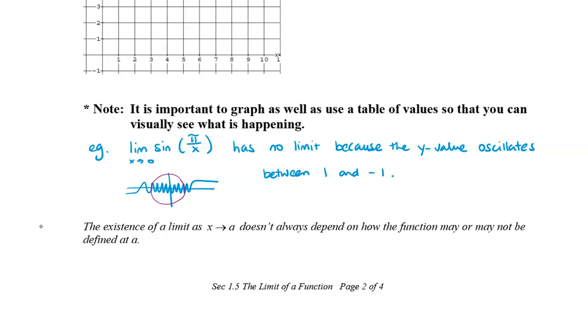So the existence of a limit as x approaches a doesn't always depend on how the function may or may not be defined at a. Defined meaning when you plug in the number, you actually will get another number. And sometimes you actually don't get a number at all.